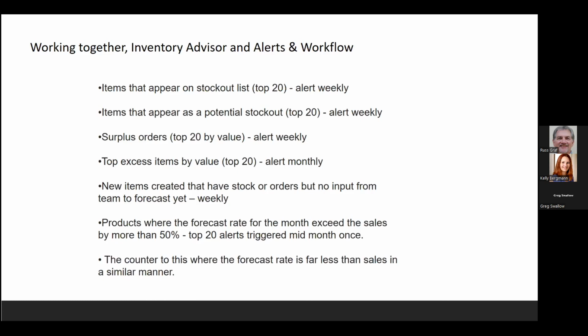I've got it monthly, it can come daily, right? So you can get visibility. New items created that have stock on order but not inputted into the forecast.